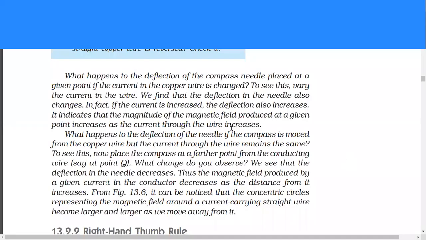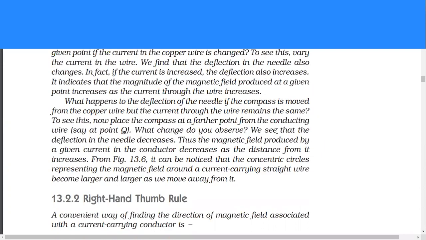What happens to the deflection of the compass needle placed at a given point if the current in the copper wire is changed? To see this, vary the current in the wire. We find that the deflection in the needle also changes. In fact, if the current is increased, the deflection also increases. It indicates that the magnitude of the magnetic field produced at a given point increases as the current through the wire increases.